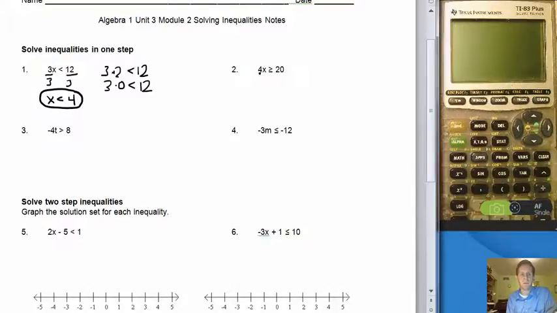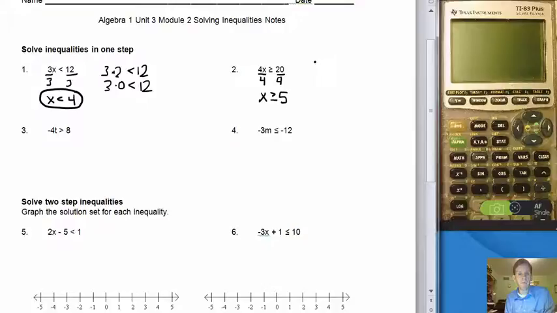Same idea number 2. To solve this problem, we're just going to divide both sides of this inequality by 4. Doing so gets you x. Bring down the x is greater than or equal to. 20 divided by 4 is equal to 5. So that means if you pick any number 5 or bigger, it should make this statement true.